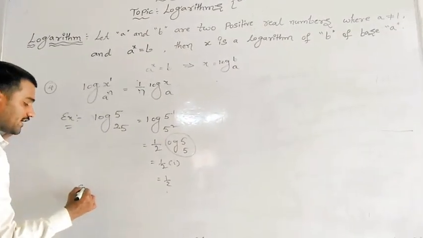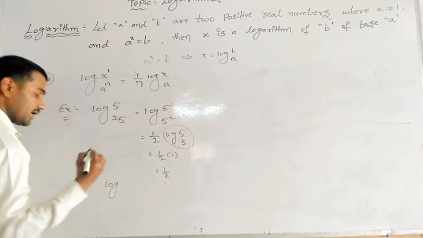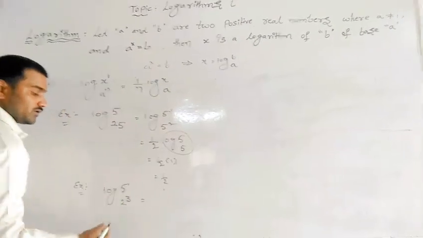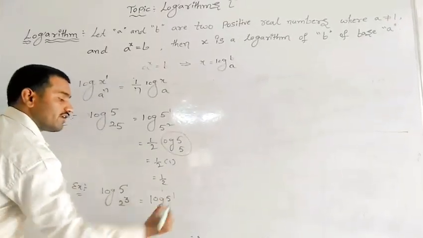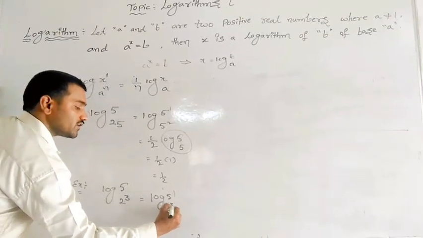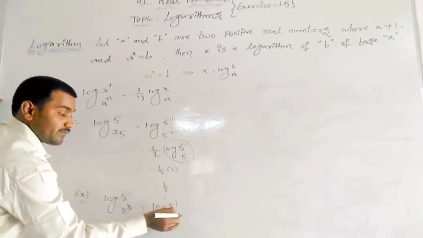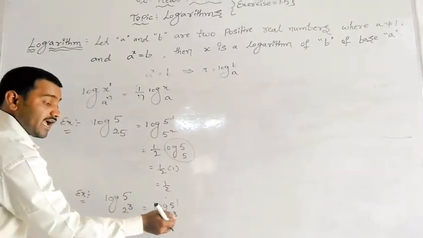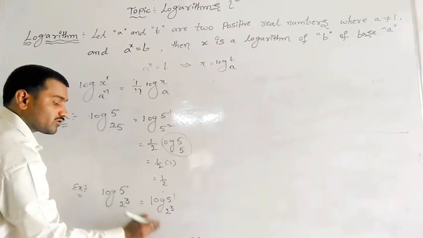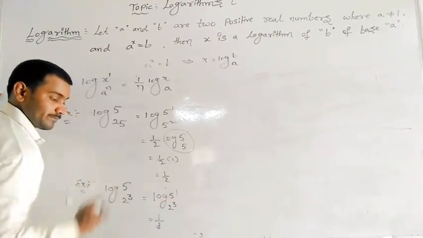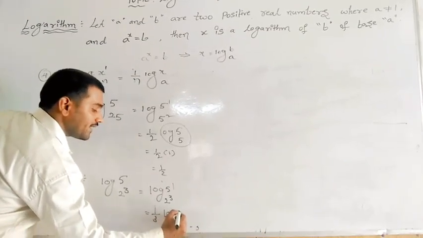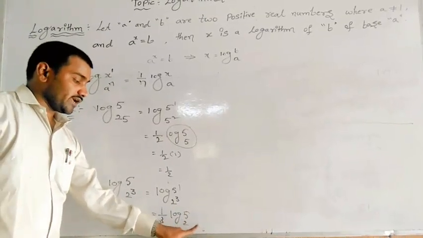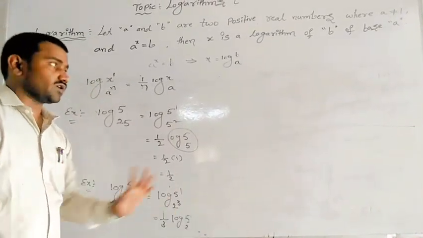Let me explain the second example here. Log 5 base 2 to the power of 3, that equal to, here log 5 to the power of 1 we can write, and here 2 to the power of 3 now. Hence this 1 by 3 comes to the front. This 3 we should not write directly as 3, it is the exponent of the base, so we have to write it as 1 by 3. So 1 by 3 log 5 base 2. The remaining we write the same again. If you are able to convert it, you can solve the problem.